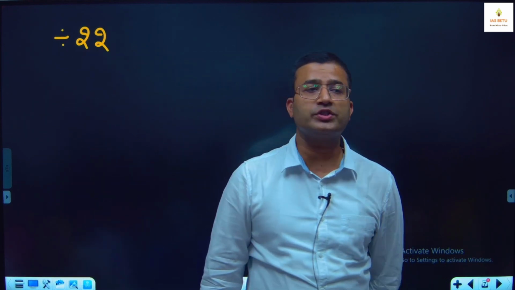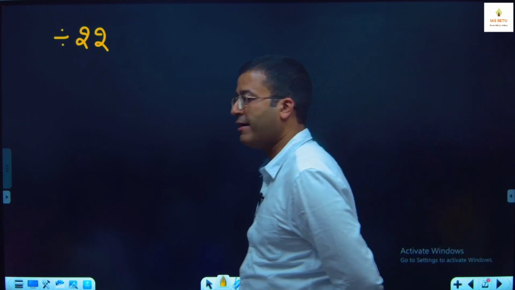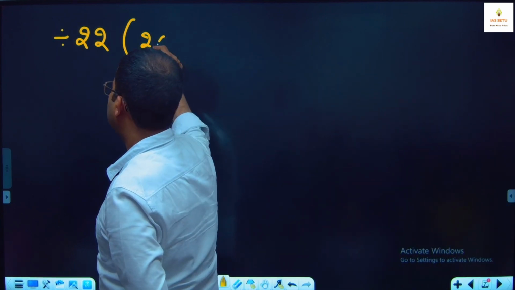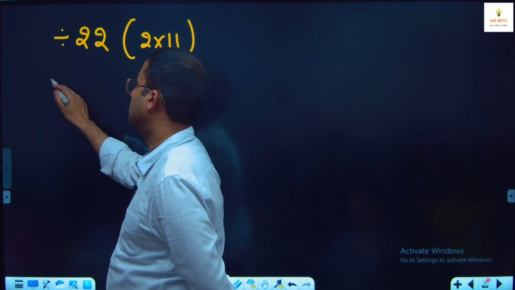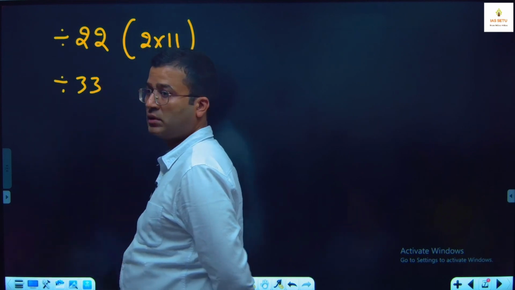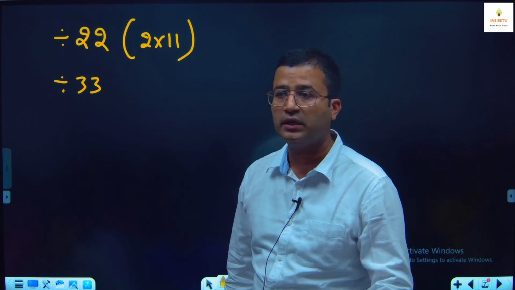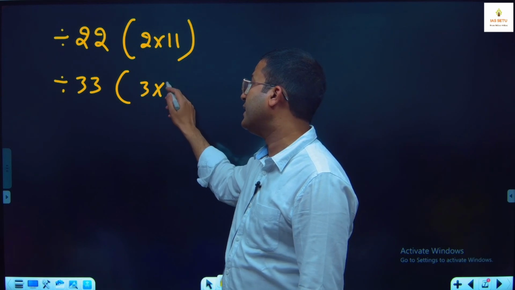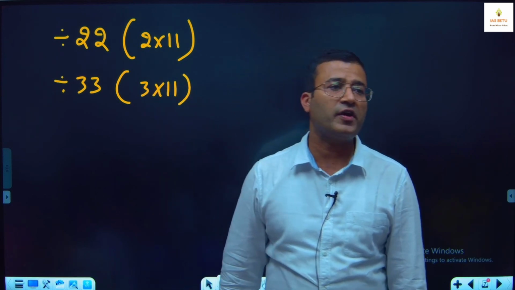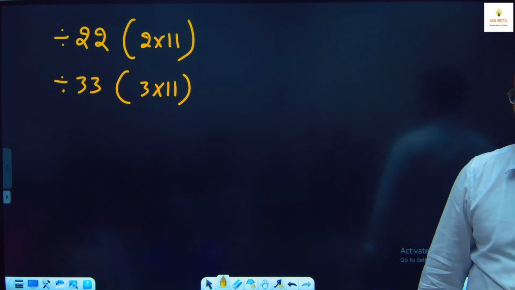Tell me how you check divisibility of 22. 2 and 11. If any number is divisible by 2 as well as 11, it is divisible by 22. I will not give you the entire list; you have to use your mind yourself, slowly. 33. How do you break 33? 3 and 11. If any number is divisible by 3 as well as 11, it is divisible by 33.